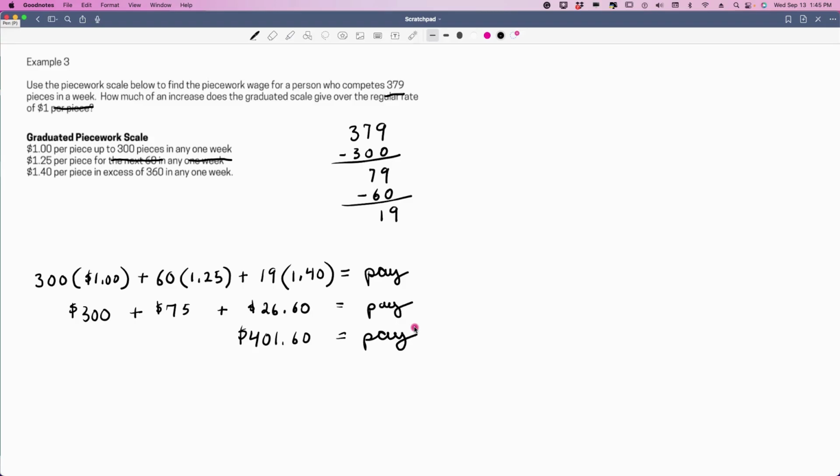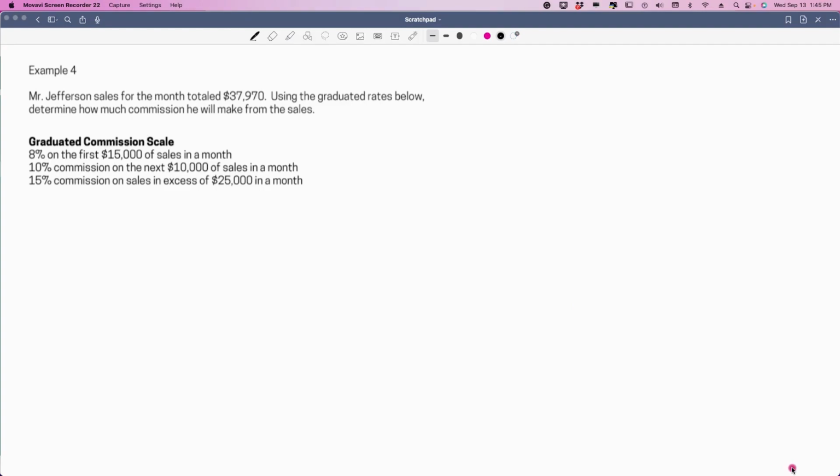So let's look at our last example problem, example 4. Now in example 4, Mr. Jefferson's sales for the month was $37,970. His graduated sales is a commission scale. That's not the amount of pieces he creates or completes. It's the amount of dollars that he has sold, and it pays a different commission for each tier that he hits. So we treat it exactly the same way as we do the piecework scale, but we use dollar amounts instead. So let's look at his dollar amount.